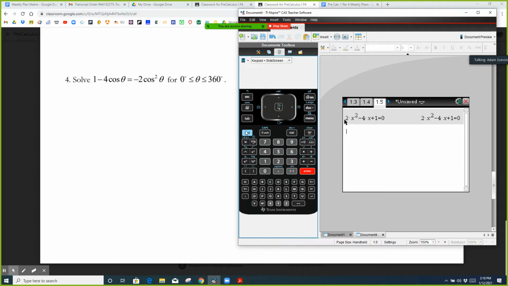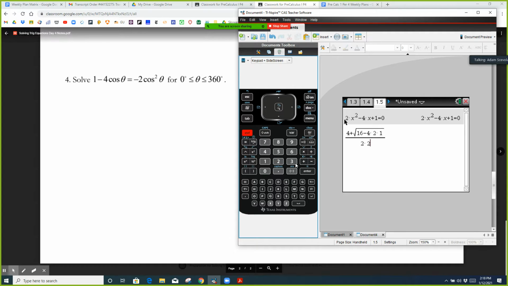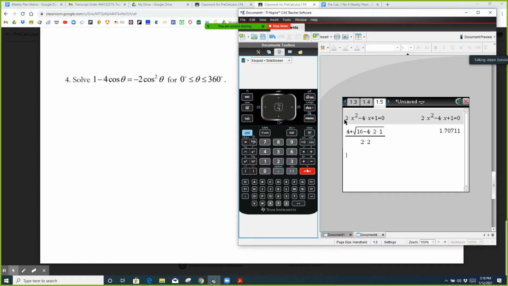All right, now do the quadratic formula. So control division. All right, the opposite of b is 4 plus square root of b squared. So negative 4 squared is 16 minus 4 times a times c, right? All over 2 times a. Hit control division. And I got one solution. So the cosine of theta could equal that. Or if I do minus, cosine theta could equal 0.2928.